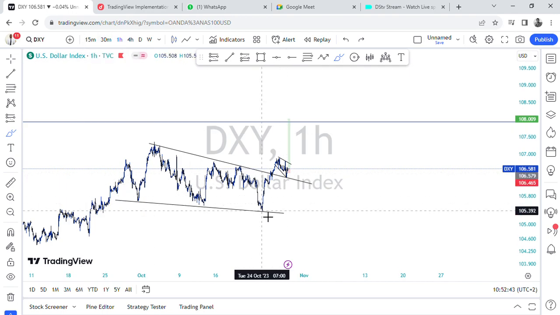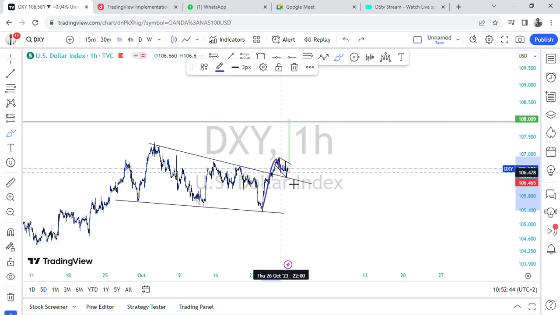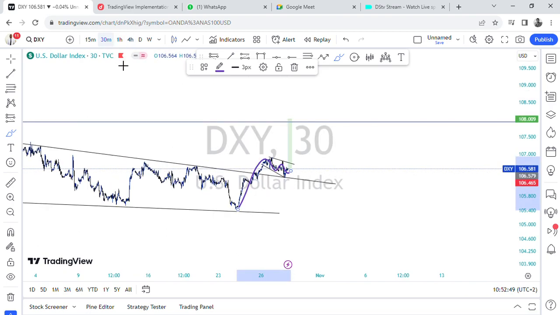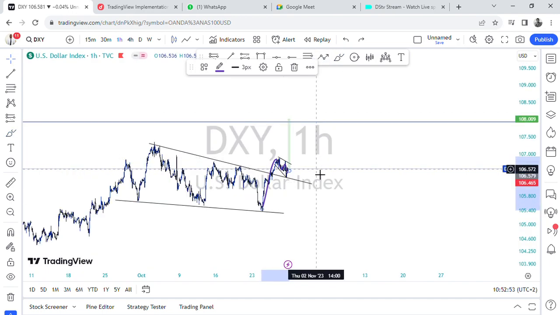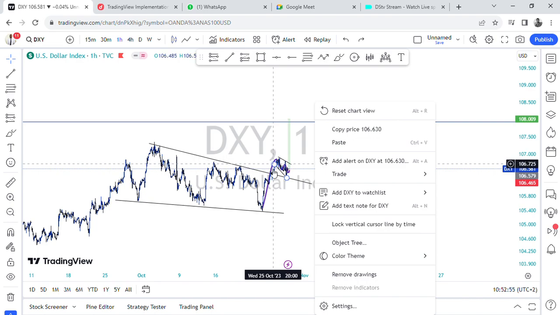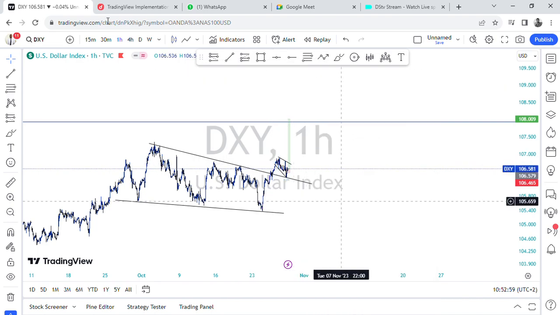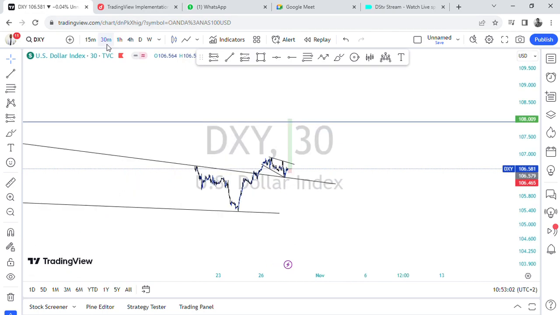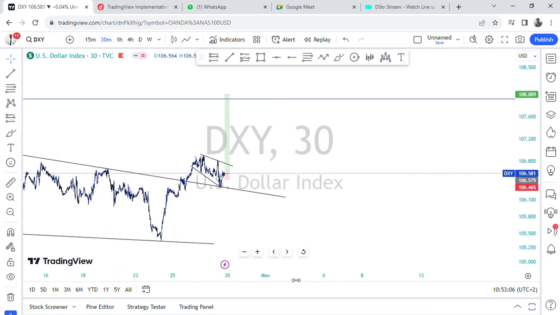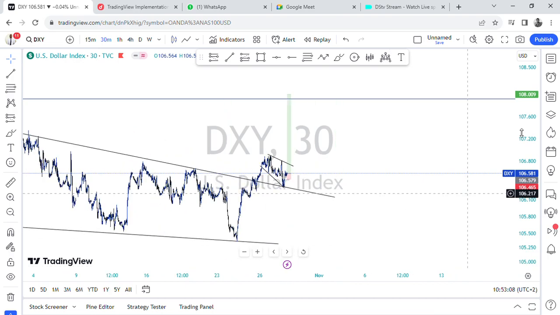So now we broke out impulsively. There's a correction. Look at this. It's just the same setup repeating over and over again. So we've got that correcting structure there. Then you take it down to the 30 minutes time frame. Now you already know what you're looking for. You're looking for buys in this structure. You can't be coming here to sell because the bias is already bullish.